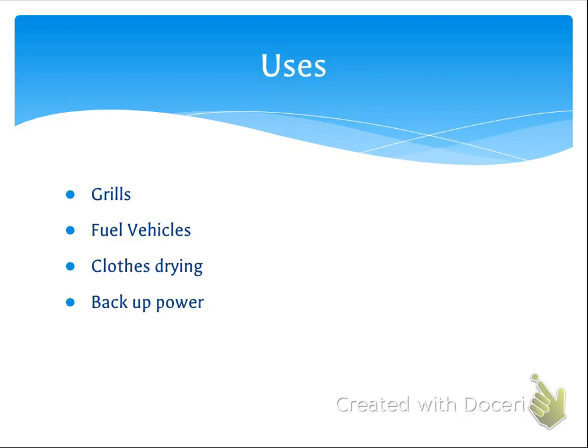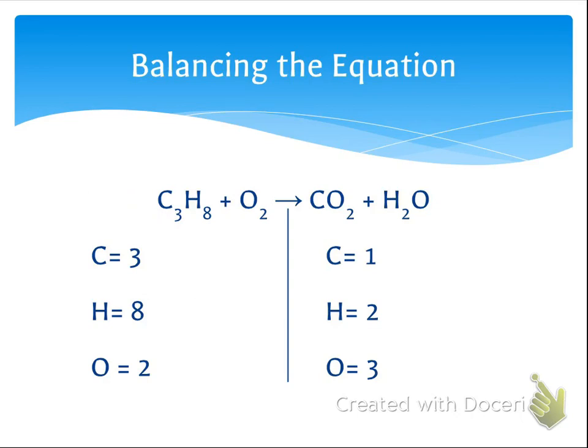This chemical reaction has many uses, such as being used to cook food on grills, fuel vehicles, clothes drying, backup power, etc. Also, this reaction does not occur in living organisms like humans. Now we will discuss the equation. Currently, the equation is unbalanced, which means the number of elements on the left side is not equal to the amount of elements on the right side. Now we must balance it.